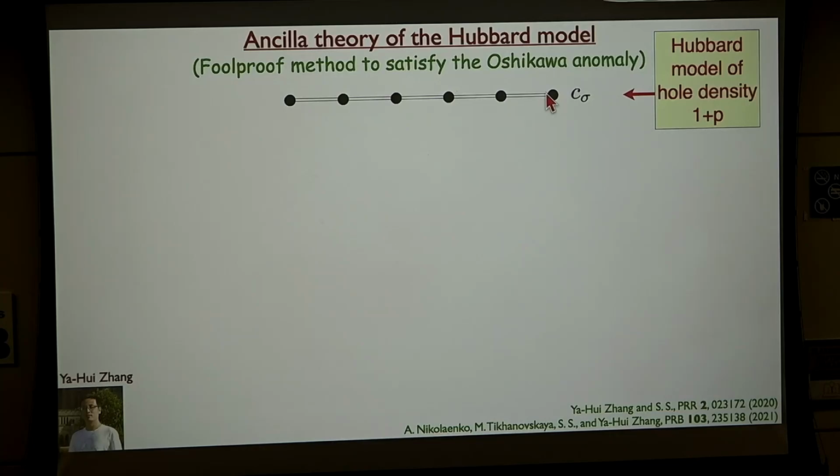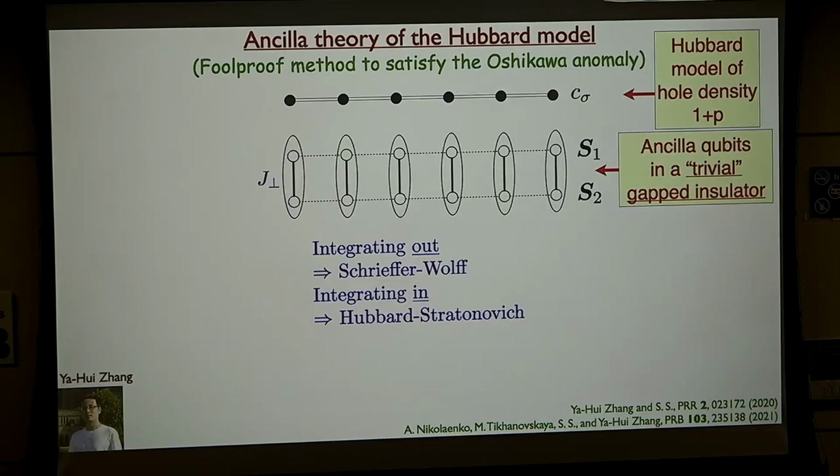Okay, all right. So the key thing here is to do kind of an inverse RG. We're going to integrate things in rather than integrate them out. So I'm just going to take some ancilla system, which is at the moment totally decoupled. This is the system I want to describe. Just for fun, I have a bilayer antiferromagnet with this coupling J perp, which is quite large. And so these spins, S1 and S2, will just form singlets. So it's like a trivial gapped insulator, okay?